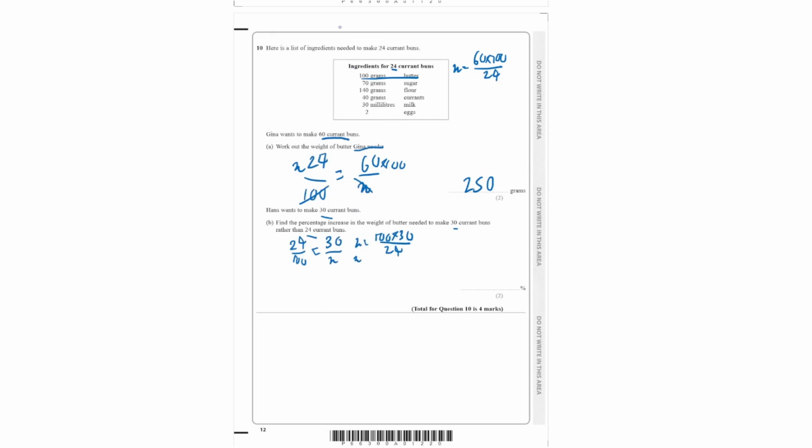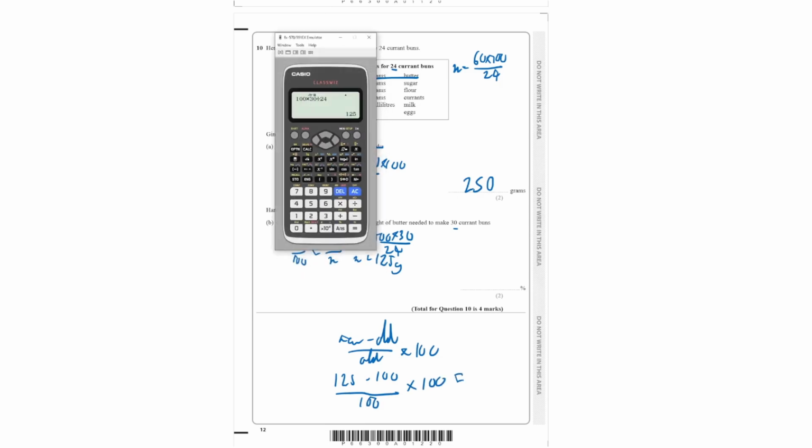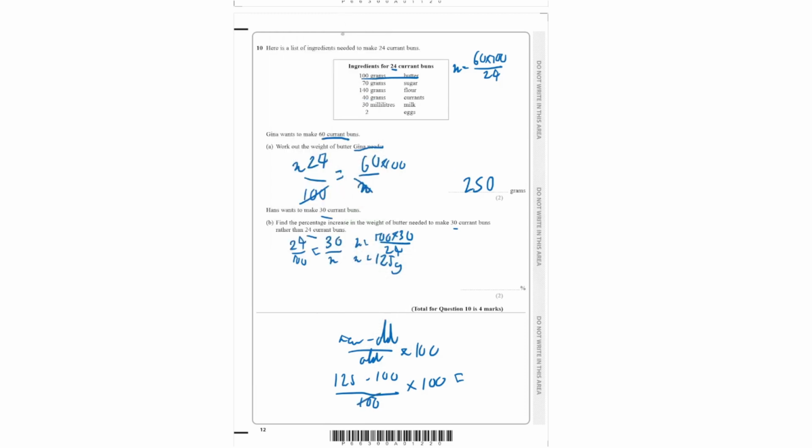So Hans uses 125 grams of butter, but we need to know the percentage increase, and we simply follow the formula new minus old over old times 100. So the new value is 125. The old value is given as 100. Now we divide by the old value, which is 100, and we multiply that by 100. And we can use a calculator to get our answer. 125 minus 100 divided by 100 and times 100 simply cancels out. So we get a 25% increase.